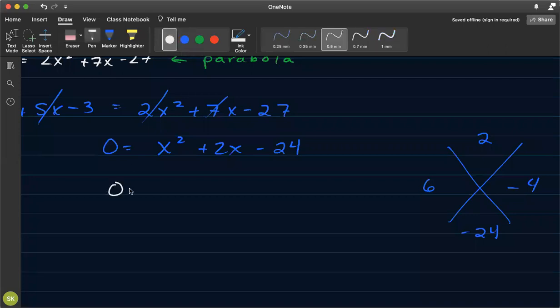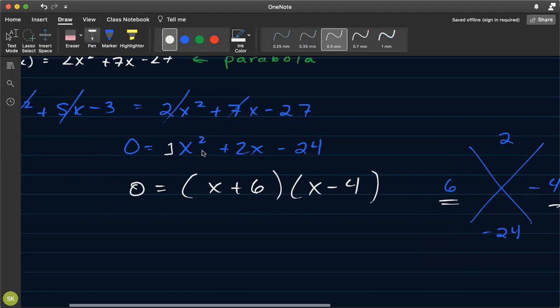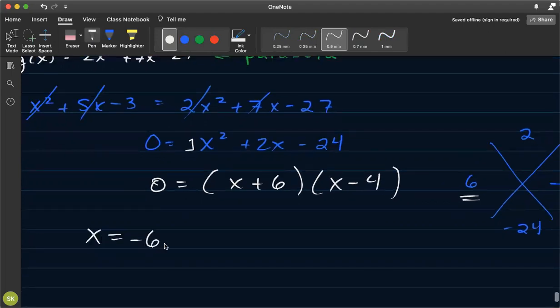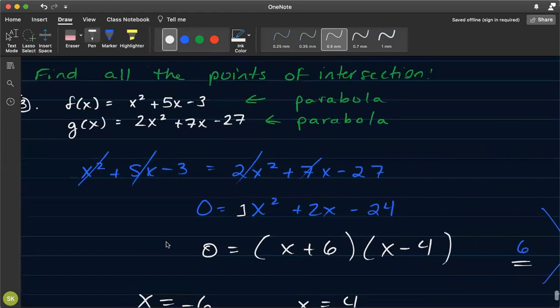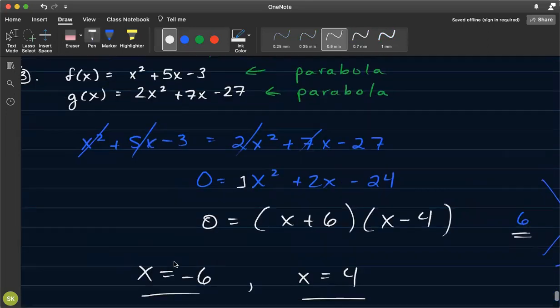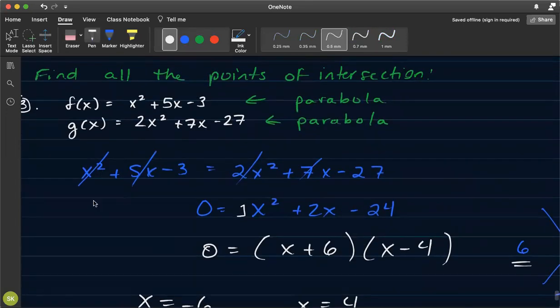So 0 is equal to x plus 6 times x minus 4, because the coefficient in front of x squared is 1. So I just take this number and this number and put it like that. And now I can get my x values. x is negative 6 and x is 4. Now to find the points of intersection, I just plug these two x values into one of the functions. It doesn't matter which one, you're going to get the same answer. I'm going to go with the first one just because it looks a little easier to work with.